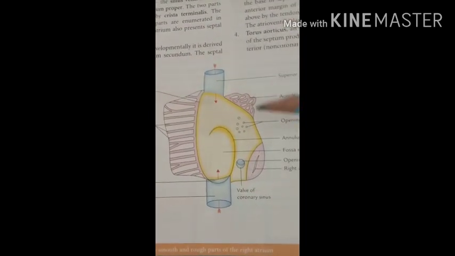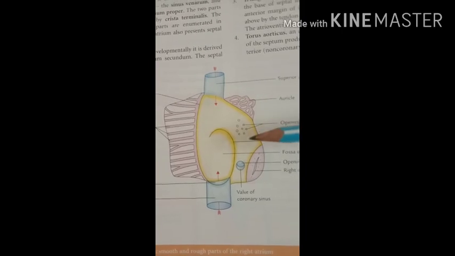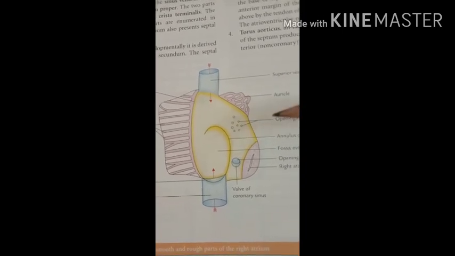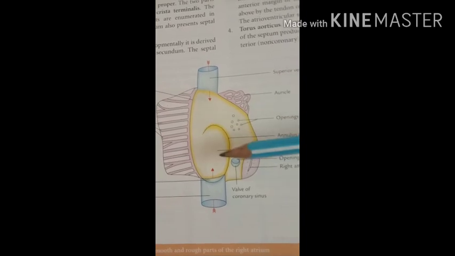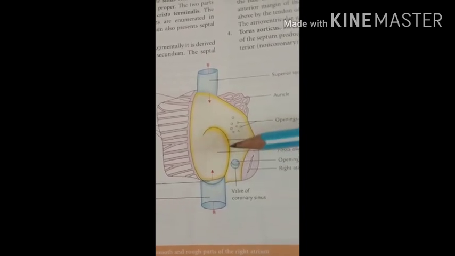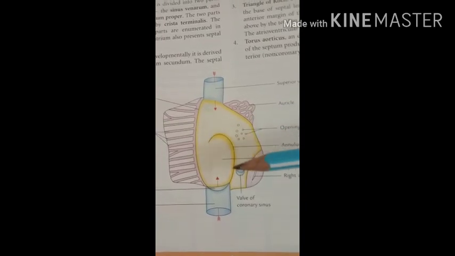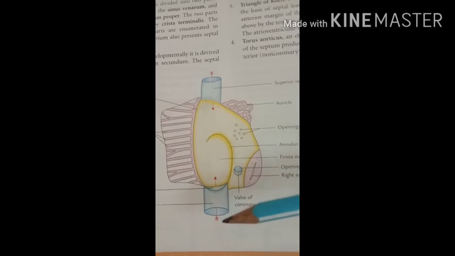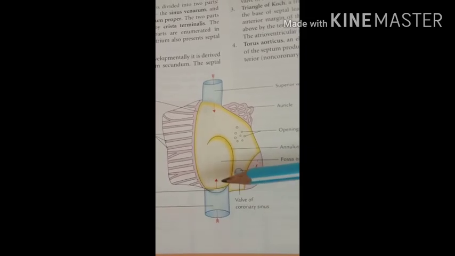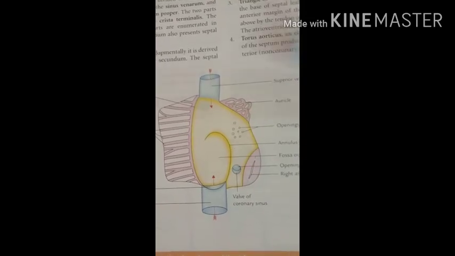Then the right atrioventricular orifice. Through it, blood passes from the right atrium to the right ventricle. It is guarded by the tricuspid valve, which consists of three cusps, and it gives unidirectional flow from the right atrium to the right ventricle and avoids regurgitation of the blood.